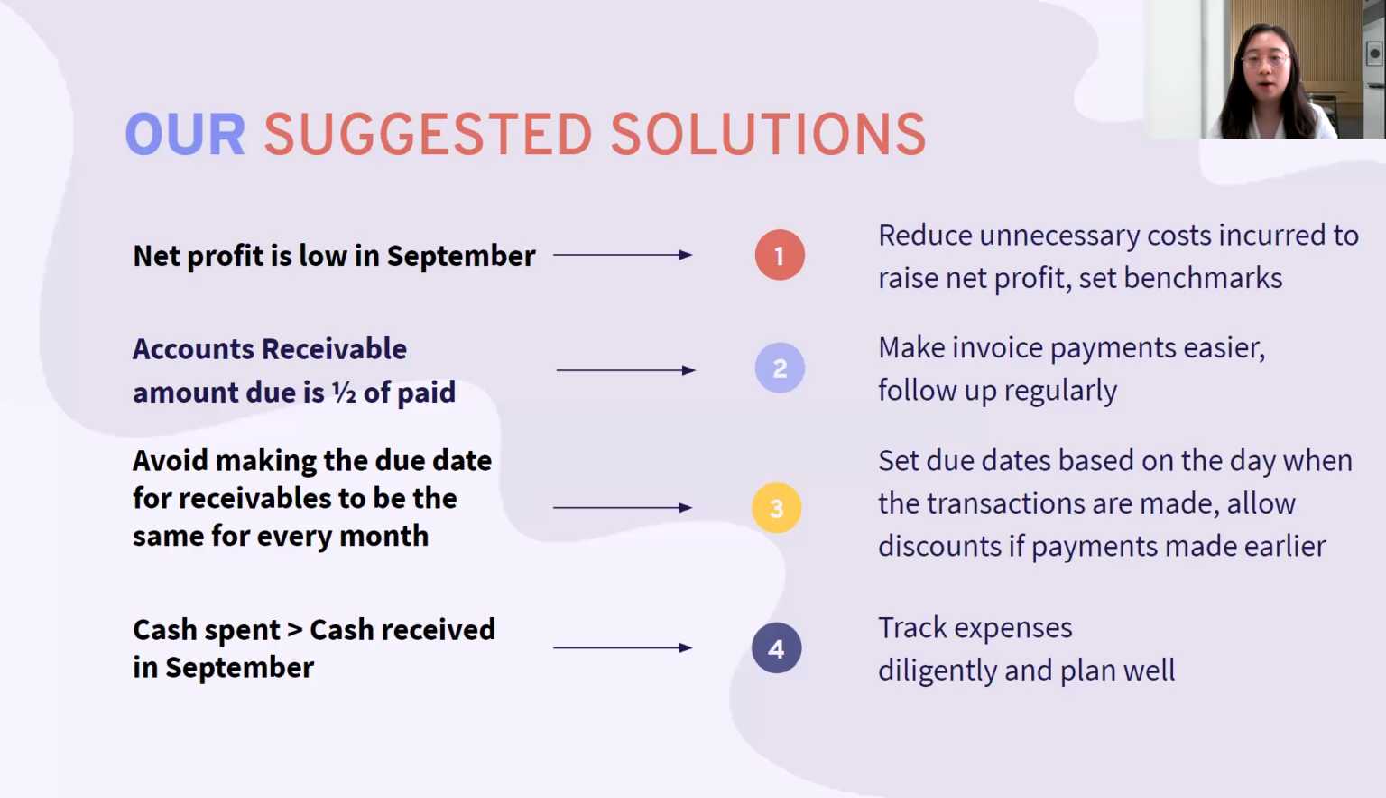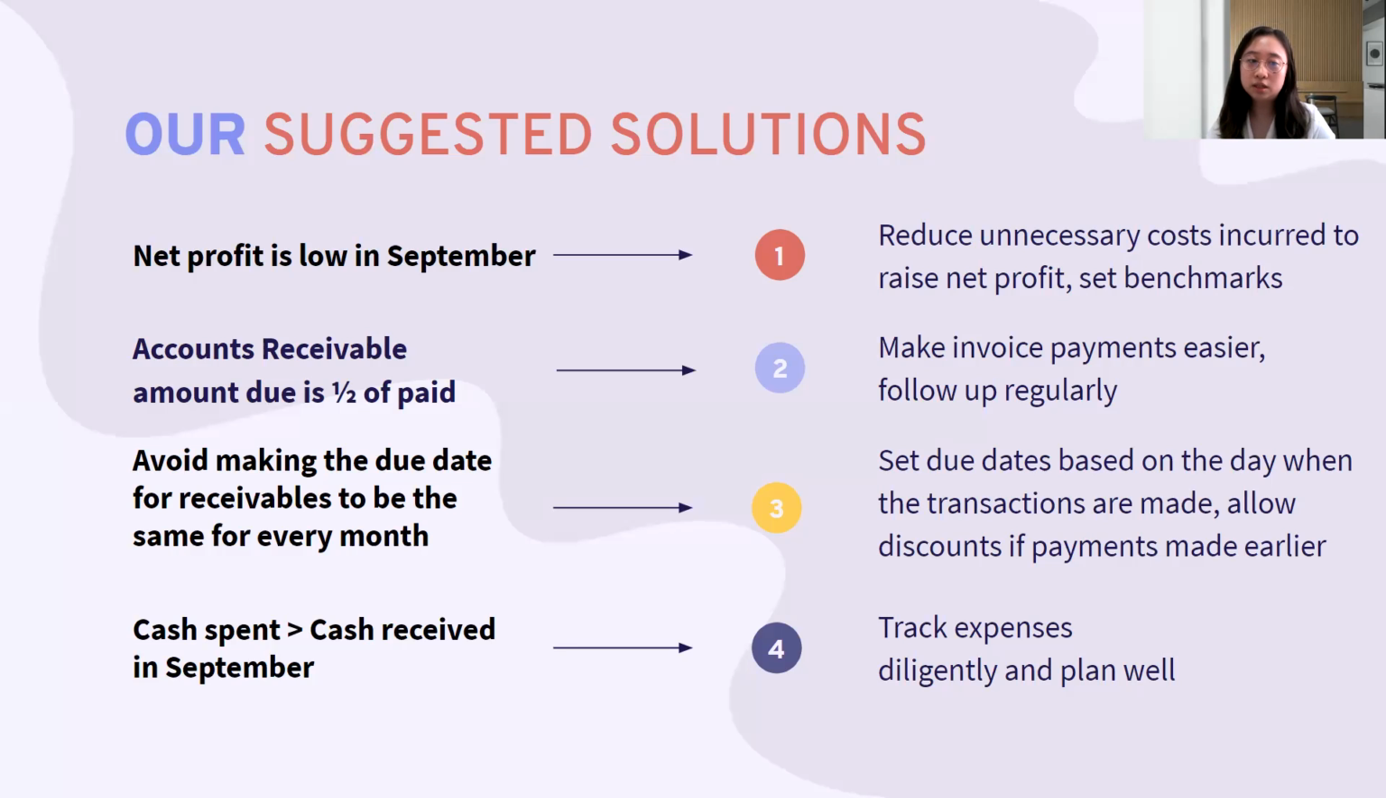So based on the problems that we have identified, the first problem is that the net profit is pretty low in September. So all you can do is to reduce the unnecessary costs incurred in order to raise your net profits, as well as setting benchmarks for the cost categories. Second problem is that the receivable amount due is half of the amount paid. So all you can do is to make the invoice payments easier and follow up regularly with the debtors.